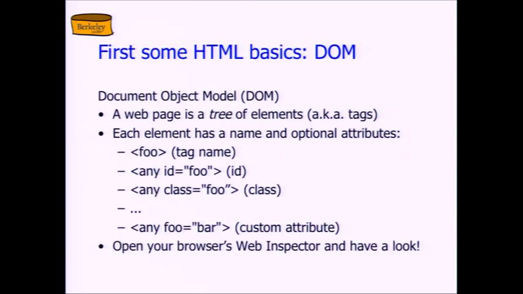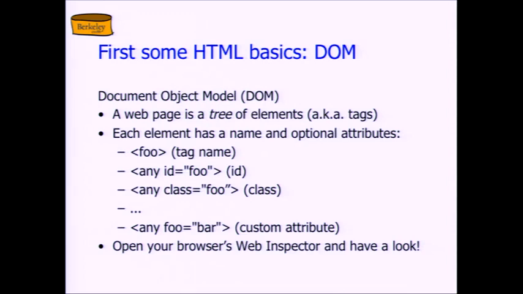All right, before we dig into this briefly, and this is not a full-on tutorial, but briefly, some basics about HTML. So HTML pages are described in this document object model. What is a web page? It's a tree of elements, also known as tags. Elements are things like headers, paragraphs, list items, but they could also be things like spans.